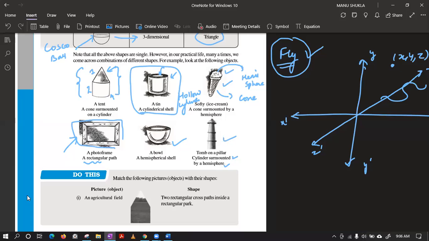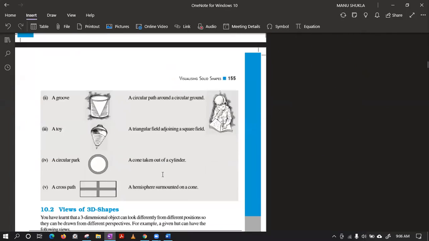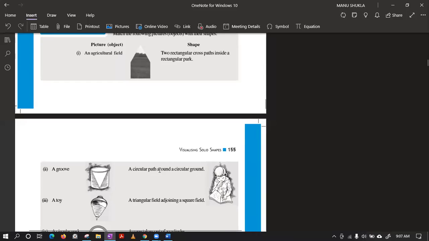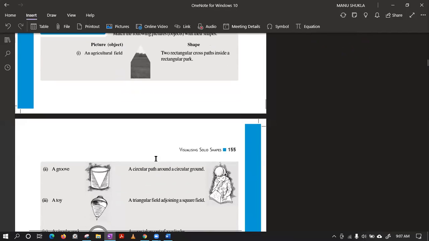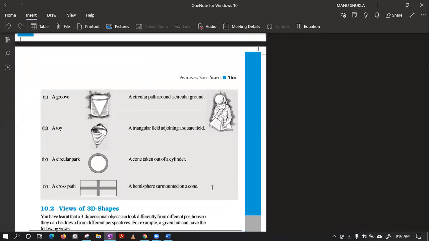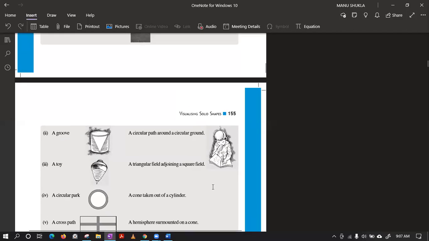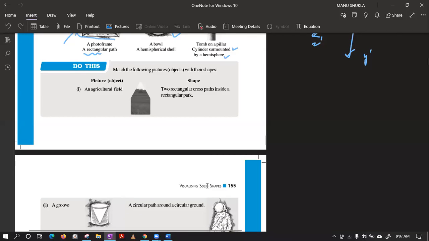Okay. Now what do we have? Match the following. An agricultural field. A hemisphere. Plus you can try this one.